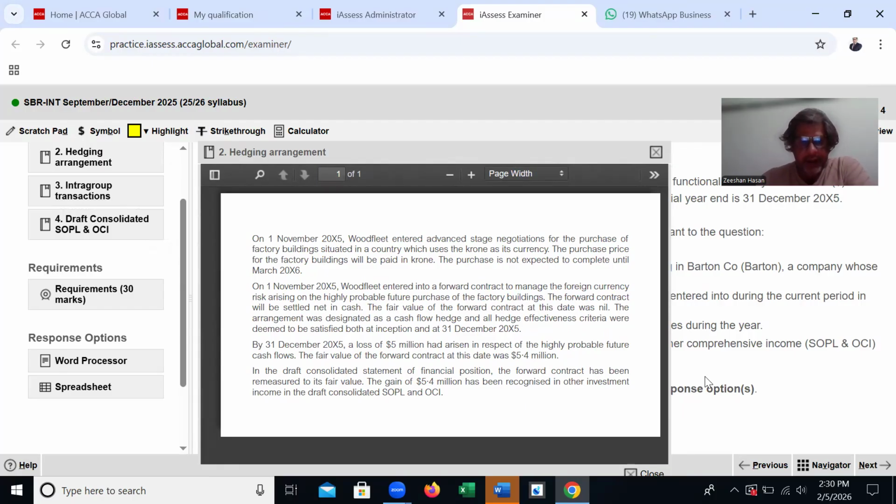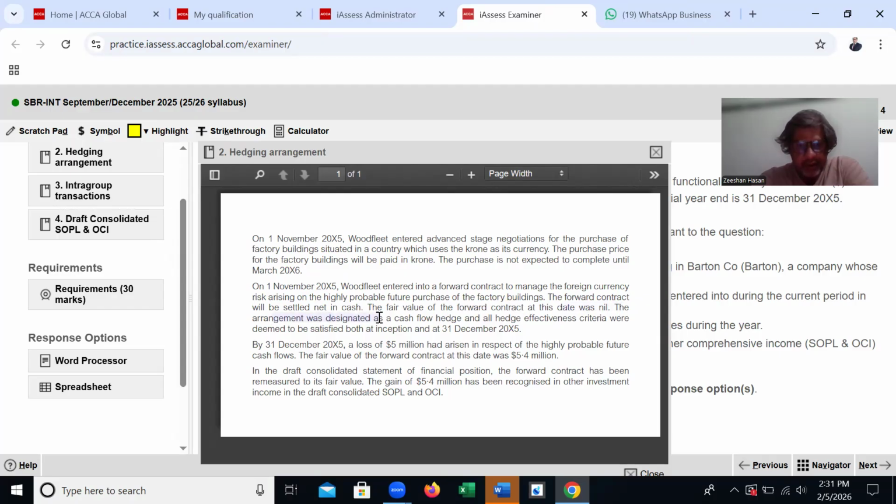On 1st November X5 Woodfleet entered advanced stage negotiations for the purchase of factory buildings situated in a country which uses the krone as its currency. The purchase price will be paid in krone. The purchase is not expected to complete until March X6. On 1st November X5, Woodfleet entered into a forward contract to manage the foreign currency risk arising on the highly probable future purchase of the factory buildings. The forward contract will be settled in cash. The fair value of the forward contract at this date was nil.